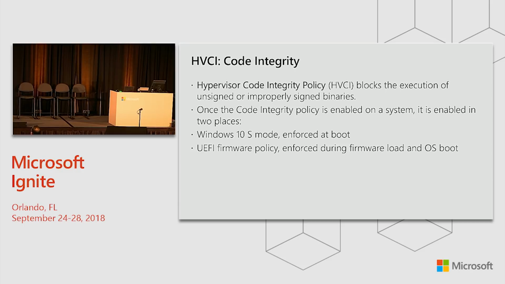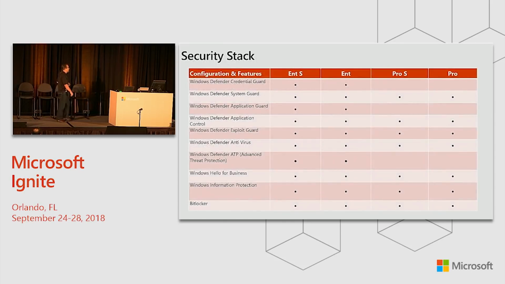S-mode is thus enforced at boot through a UEFI firmware policy that's enforced during firmware load and OS load. The security stack that is part of S-mode involves a dependency on the actual SKU itself. So the built-in security features that come with S-mode will vary depending on whether or not you have the Pro SKU or whether you have the Enterprise SKU. If you have the Enterprise SKU, especially the E5 SKU, you also have the option to leverage on the back end Windows Defender ATP as well.